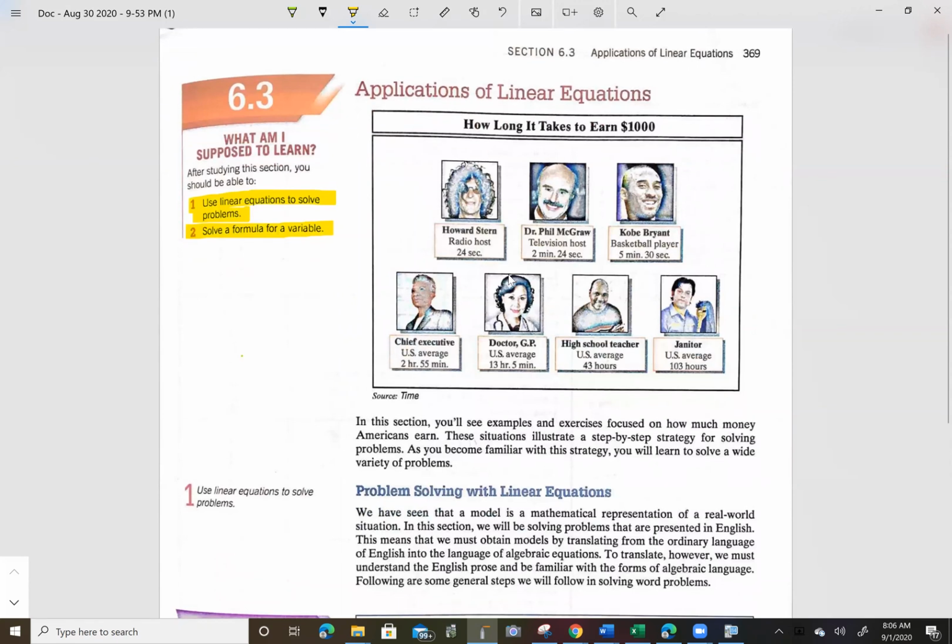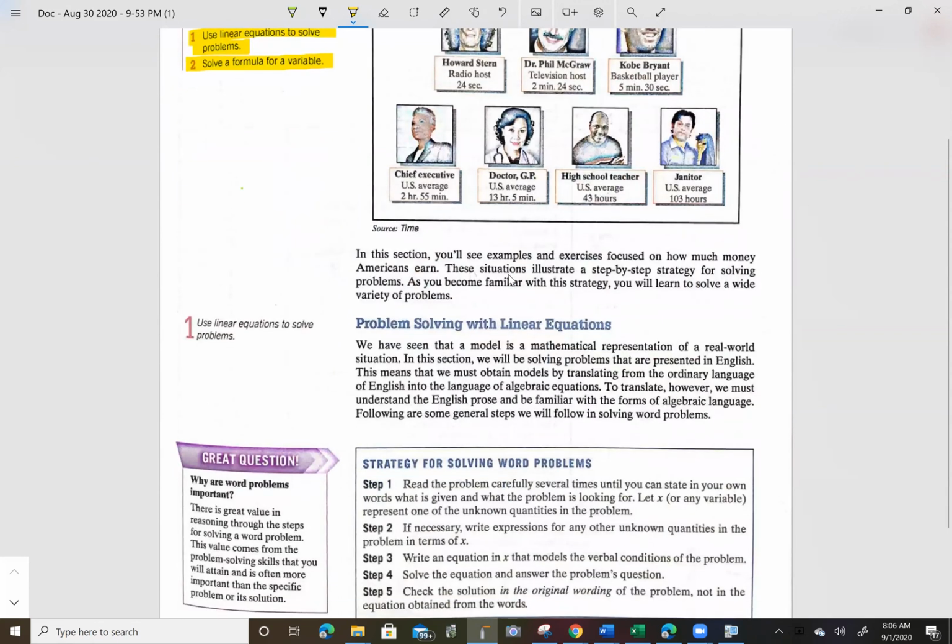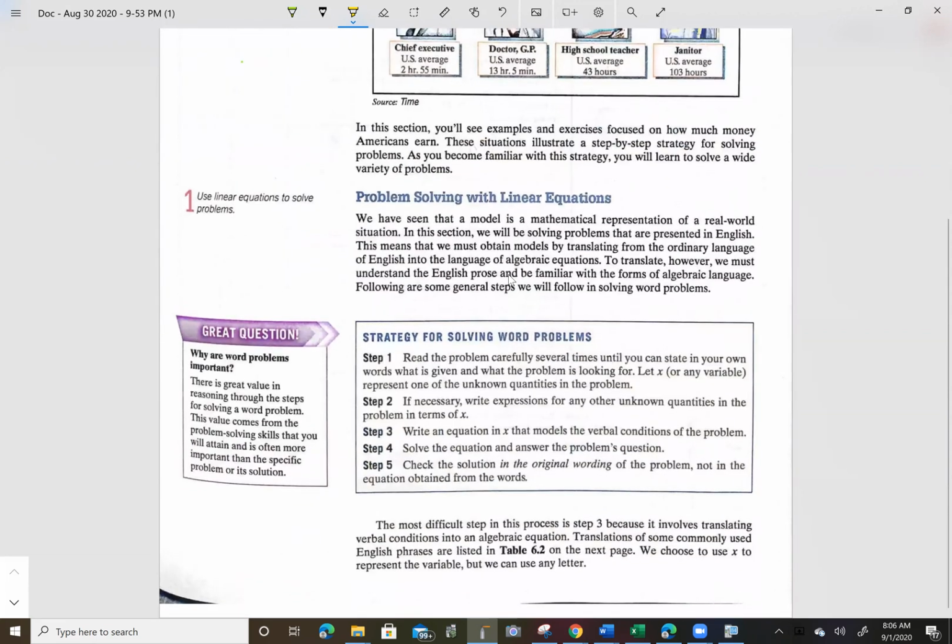Focusing on how much money Americans earn. Don't get me started. Okay, so here are some strategies for solving word problems. If you watched my other video, I kind of simplify all of these steps into the word DESEA. How about dark green today? And that's how I remember it. And this is the way we've always taught it. I love that this book always breaks things down into steps.